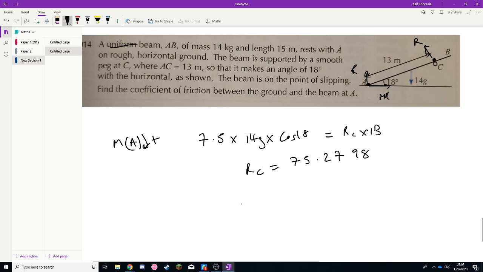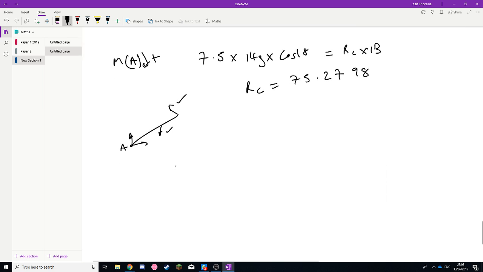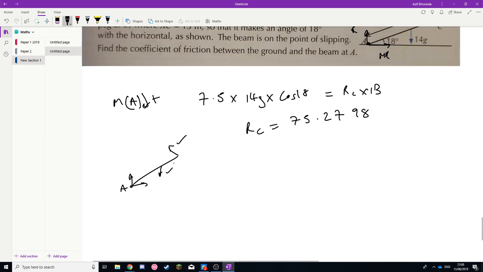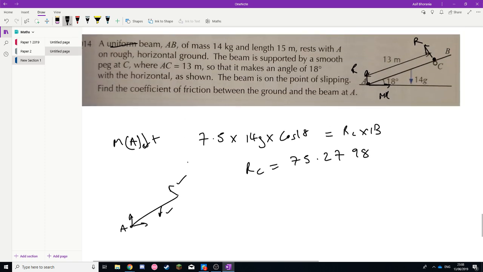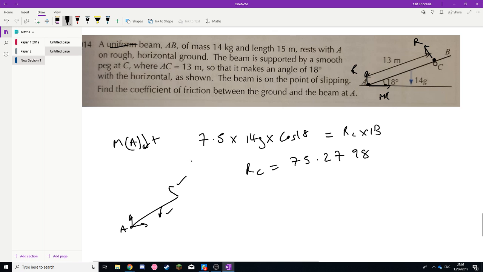Okay. So now my diagram looks like this. I have this force, this force, this force and that force. This is A. And now that I have this force, I am going to do F equals ma. Yeah, sure. Why not? No, that's not enough. That would not be enough to work out mu and R.